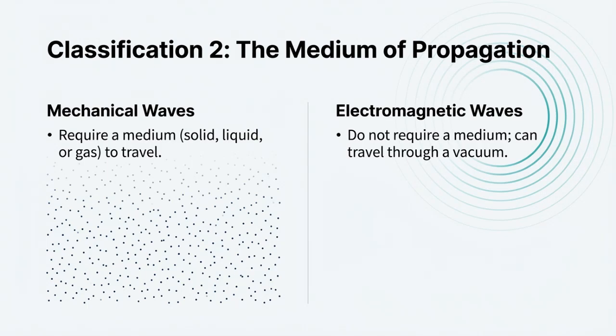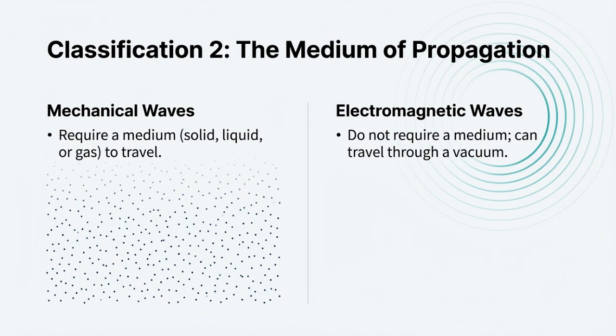Waves can be classified based on the medium they need to travel through. Mechanical waves require a medium, like a solid, liquid, or gas, to move from one place to another. This means they can't travel through empty space, because they need particles in the medium to transfer their energy.